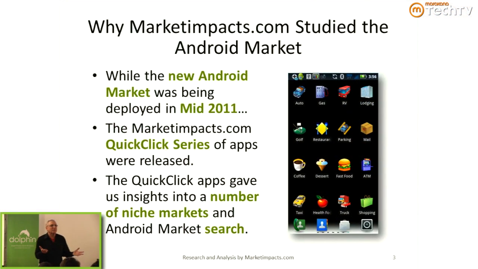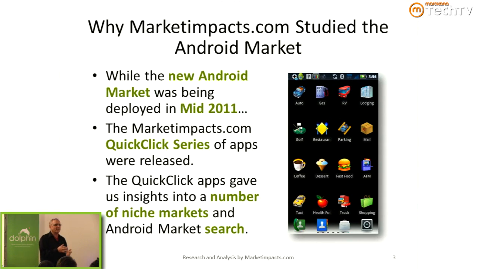So why did we do this? Well, here's what happened. In mid-2011, we were deploying a suite of apps for our company that are ad supported, the Quick Click series of apps, which is basically a front end for Google Maps. And they're focused on a number of niche markets. You'll see over there on the right-hand side, golf, restaurants, parking, and so forth. So we were interested in looking at what happens in the Android market in a lot of little slices.